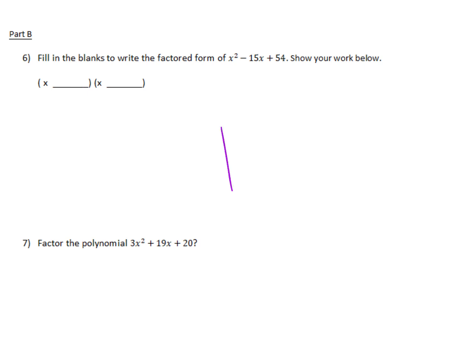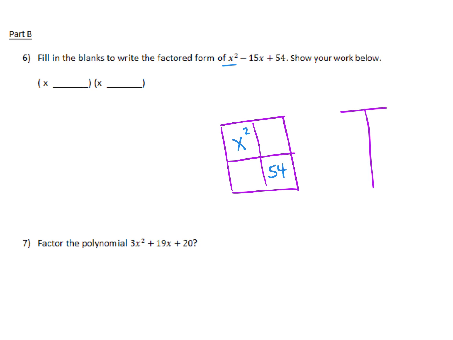And the way we do that is we make a big box and a T. And we know that in our box, the first term goes first. The last term goes last, and we're going to split that middle term up into those two other boxes. And the way we do that is by finding out what multiplies to give us the C here.